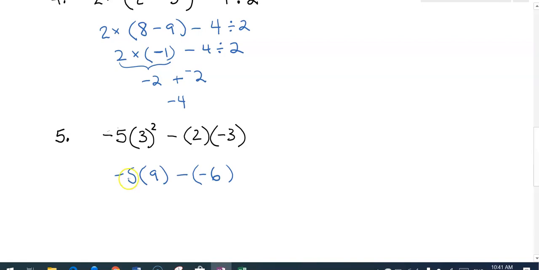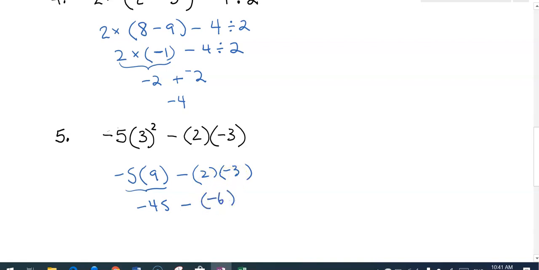So now I'm going to clean things up and multiply. So I got rid of my exponents. Right? Actually, I probably shouldn't have multiplied yet. Let's just leave it like this. Got rid of my exponents first. Now I'm going to do my multiplication. So there I'm going to get negative 45, subtract, and that becomes negative 6.